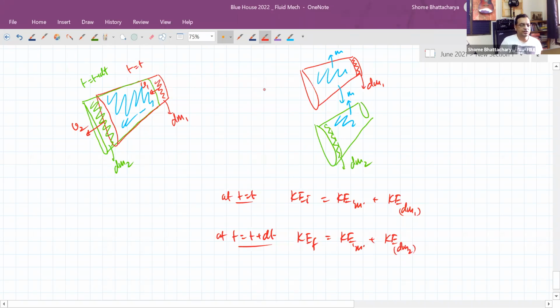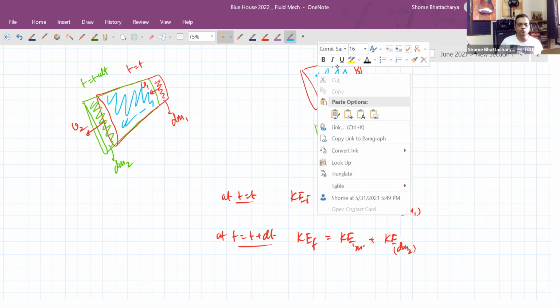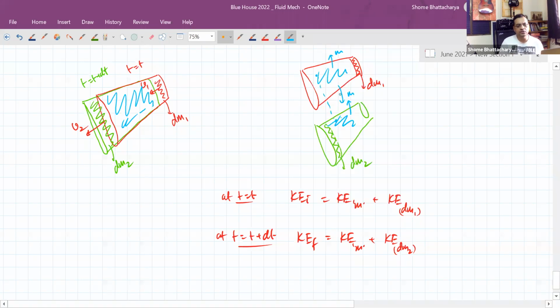Now one thing you have to understand: the fluid particles located in this common part have shifted, but they've shifted in such a way that at any point where there was some particle earlier, some other particle has come and occupied its place. It will have the same kinetic energy because they have that type of motion where they follow each other in an ordered way, where at every cross section the velocity is uniform.